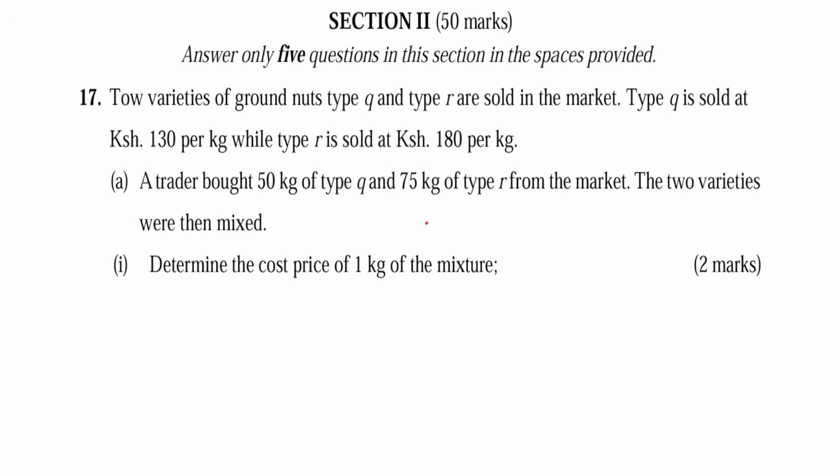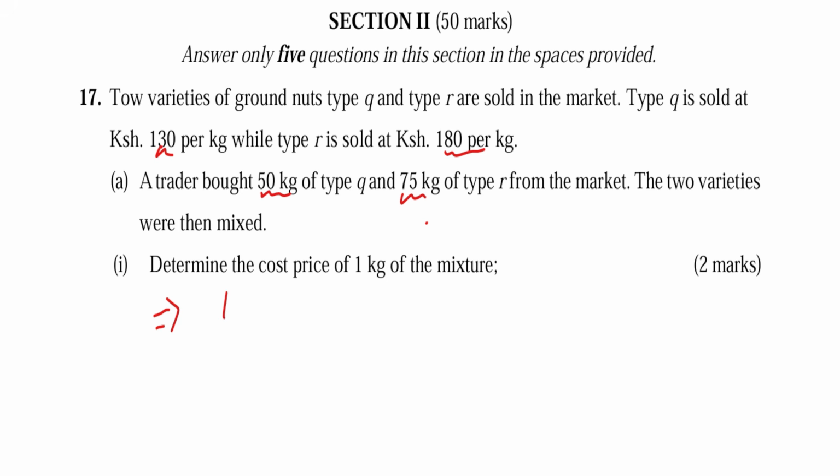So hopefully we'll get the answer right now. This is a very simple question. People might think it's very hard, but it's not that hard. You just need to know the things that are needed. Now if you are given a question like this, and you are asked to find 1 kg, first you must know the total price for the 50 kg of type Q and the total price for the 75 kg of type R. So then you add them and then divide by the total, and that gives you the price per kg.